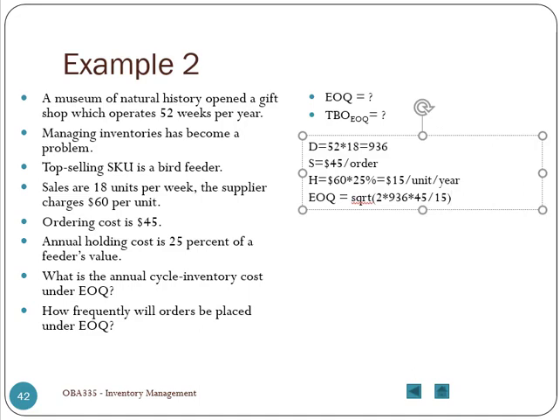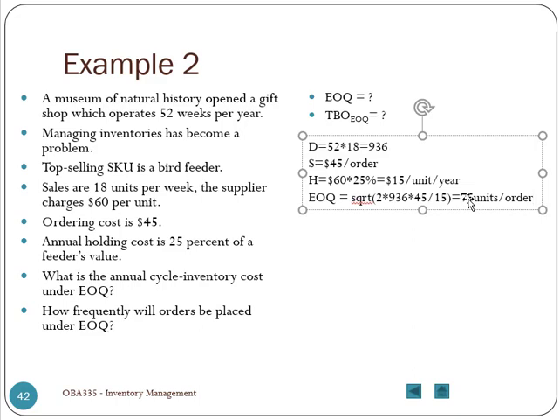Let me just calculate here. 2 times 936 times 45 divided by 15 is 5,616. Take the square root, it's about 75 units per order. So that will guarantee the lowest total costs.